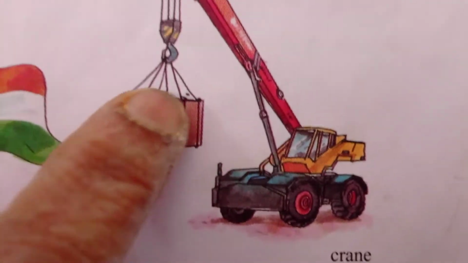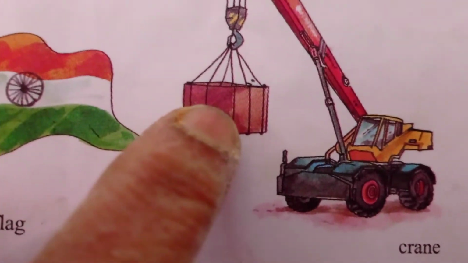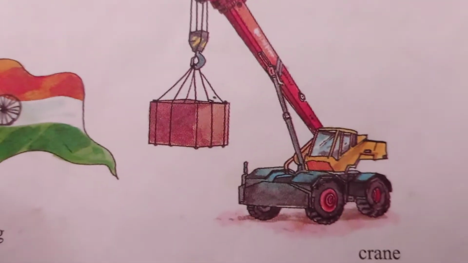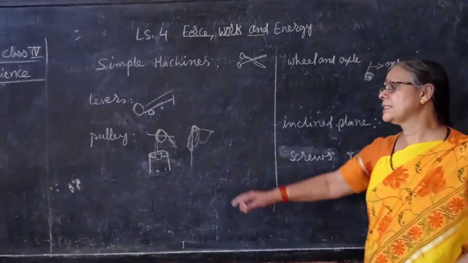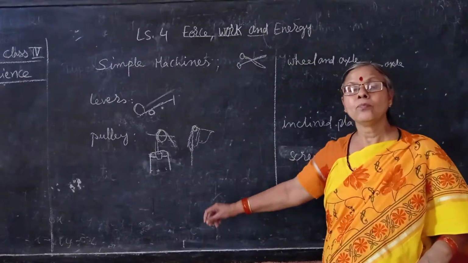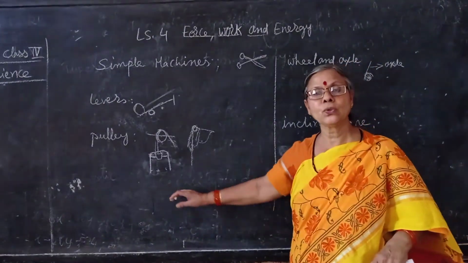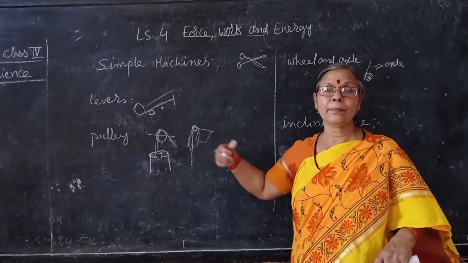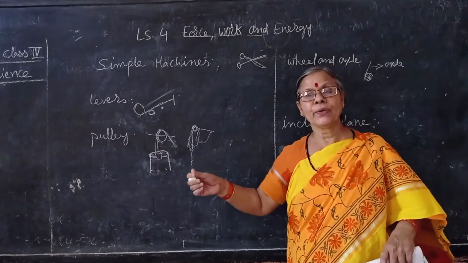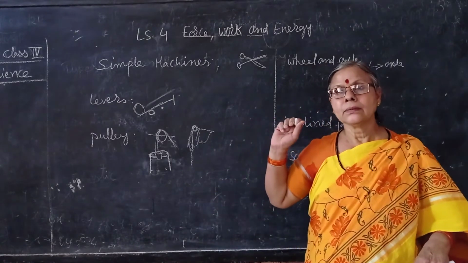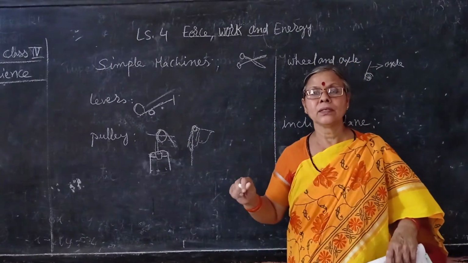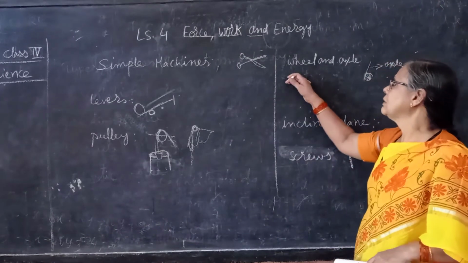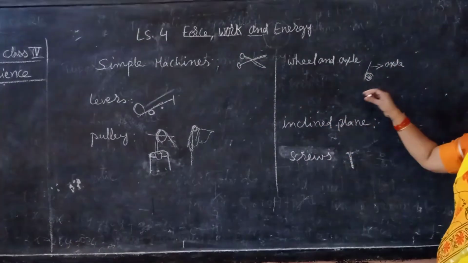You can see the loads also, like this, to hoist a flag and all. So the pulley is the very easiest manner we can move loads from one place to another. We can lift up and keep it aside. You might have seen when the metro rail tracks were being kept. So this one. Then wheel and axle.